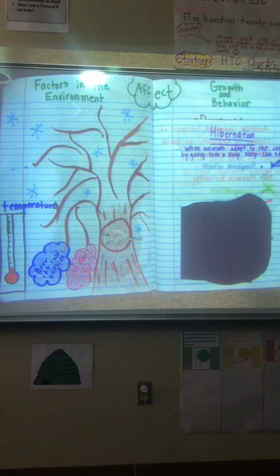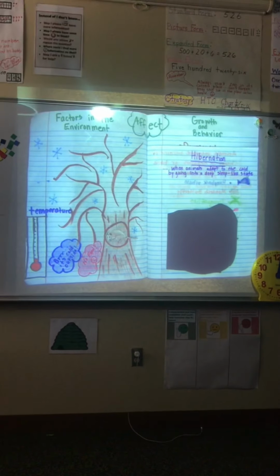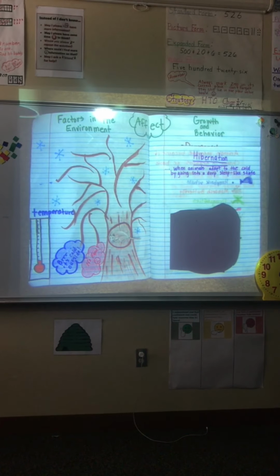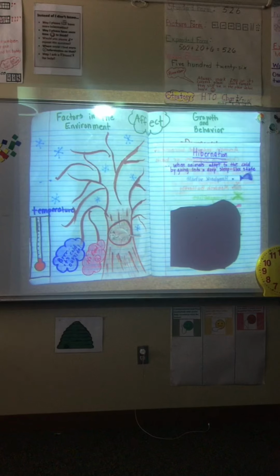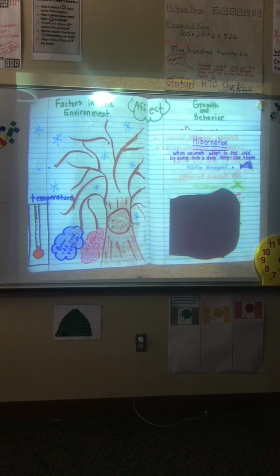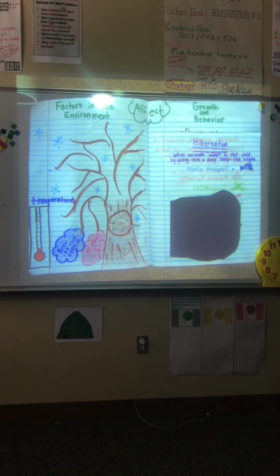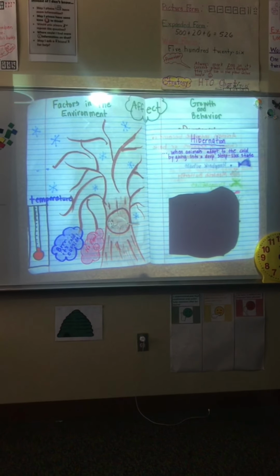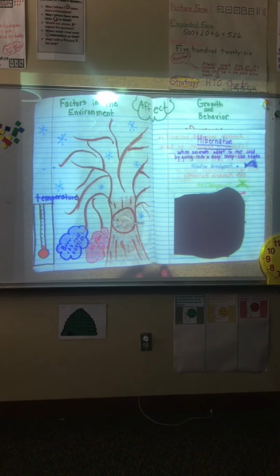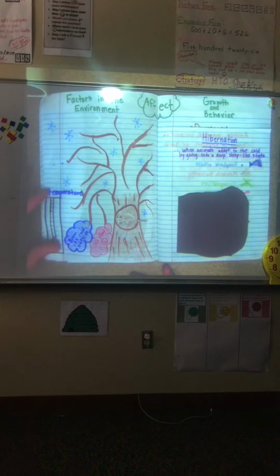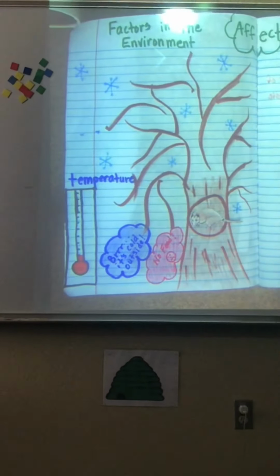So we're going to go ahead and jump right in and discuss factors in the environment that affect growth and behavior of animals. We live in a warm environment for the most part in Texas. We do have winter and fall, and it does get cool. It doesn't get super cold for the most part, but animals have to adapt to weather change to be able to survive. So we're going to talk about some of the things that animals do because of seasonal changes. So the first thing we're going to discuss is temperature and how it affects animals in their environment.